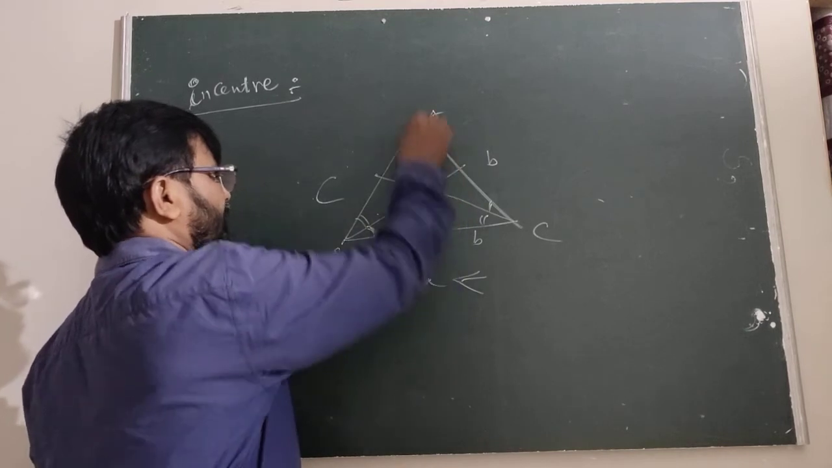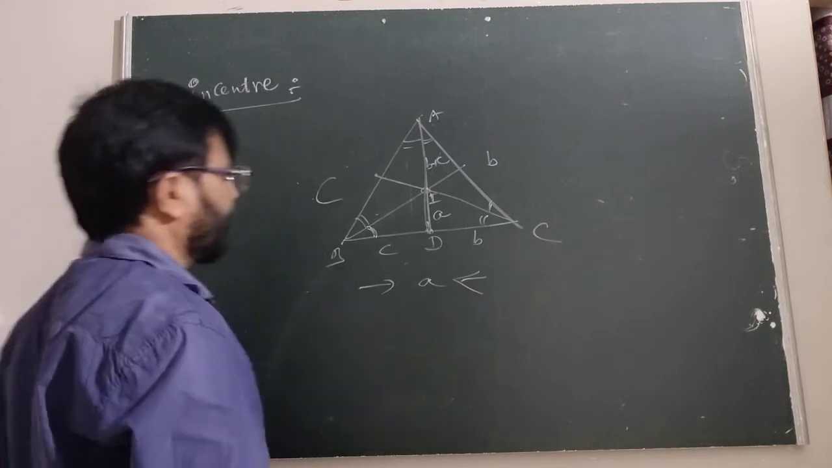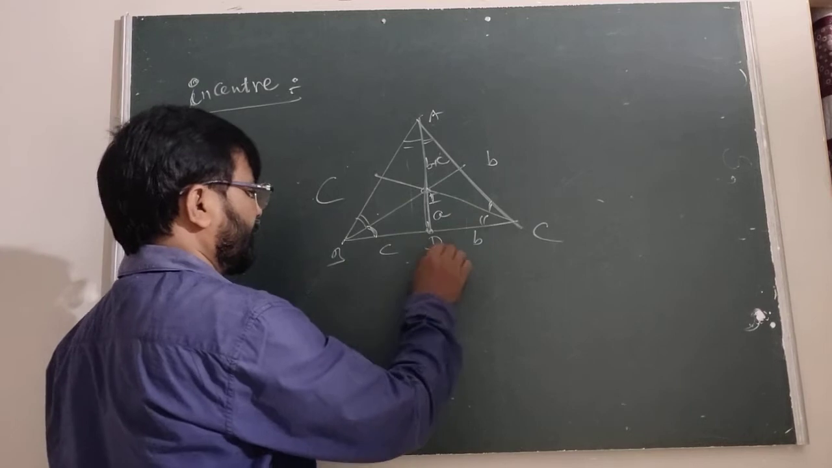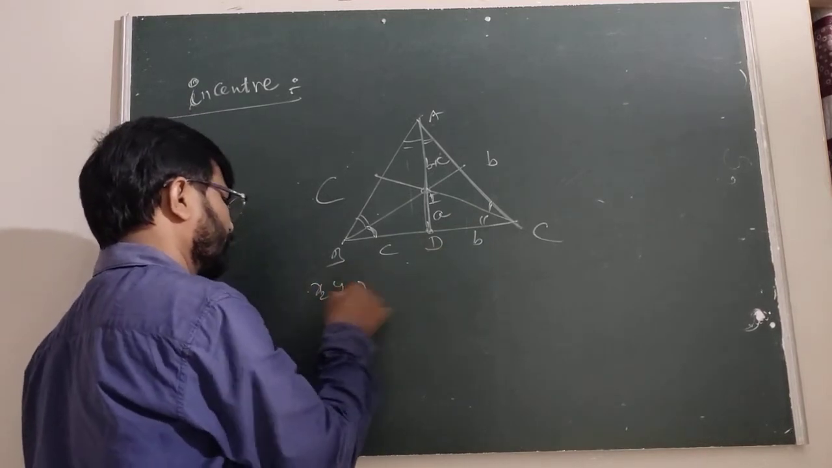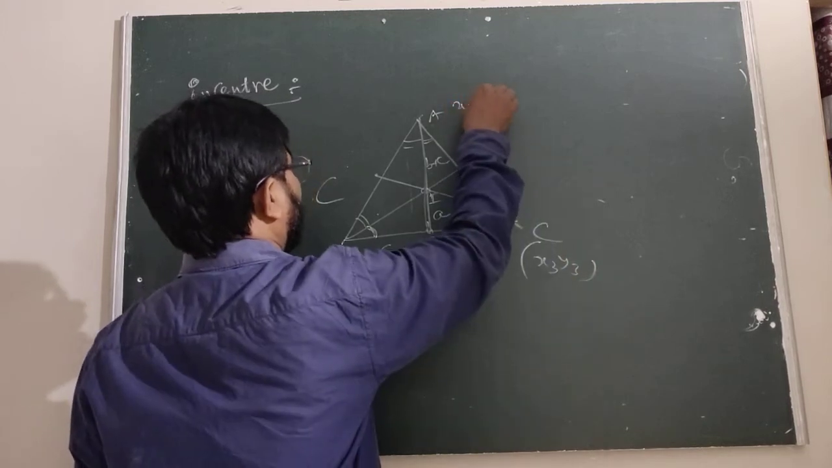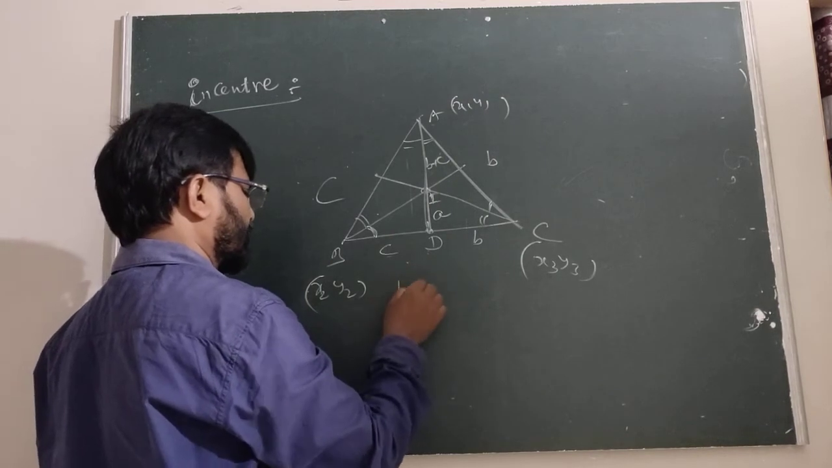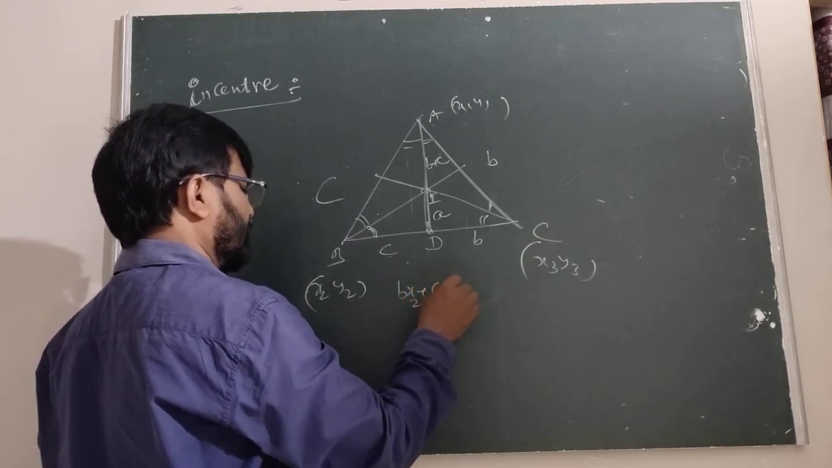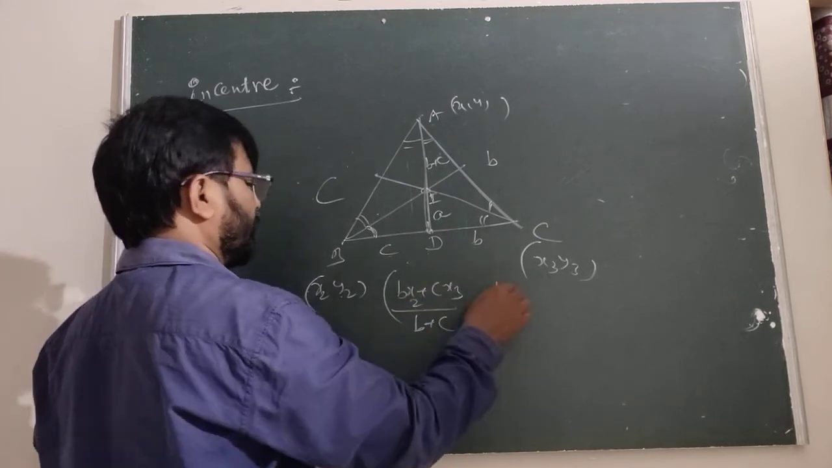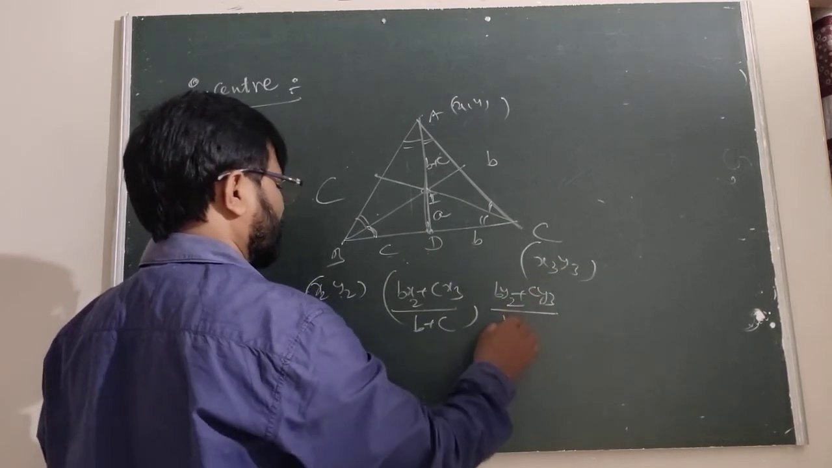I divides the AD in the ratio (b + c) : a. Now, how to write I? First we have to find D. This is (x2, y2), this is (x3, y3), and this is the point (x1, y1). D is (c·x3 + b·x2)/(b + c), that is, (b·x2 + c·x3)/(b + c), and the y-coordinate is (b·y2 + c·y3)/(b + c).